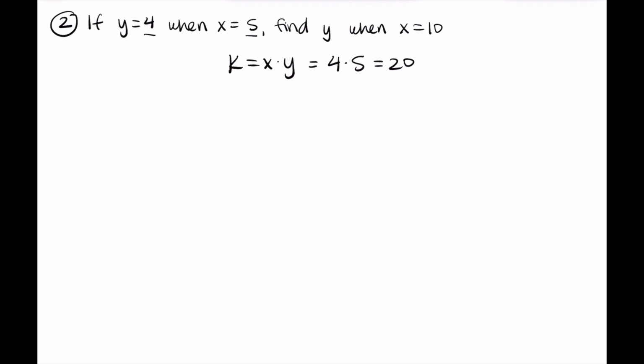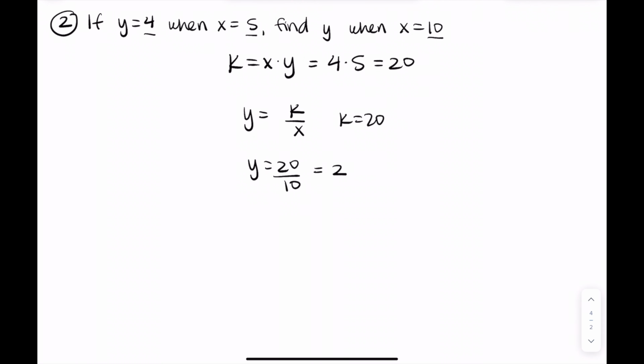So we know now that k equals 20, and now if we're looking for y, we know that y equals k over x, so we can substitute in 20, and we know our x value. So we would just do y equals 20 divided by 10. That gives us a y value of 2.